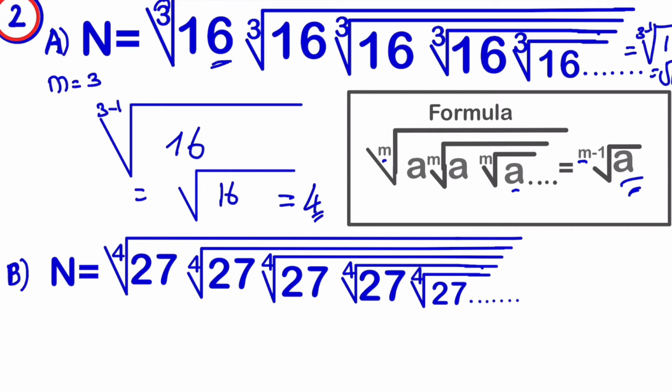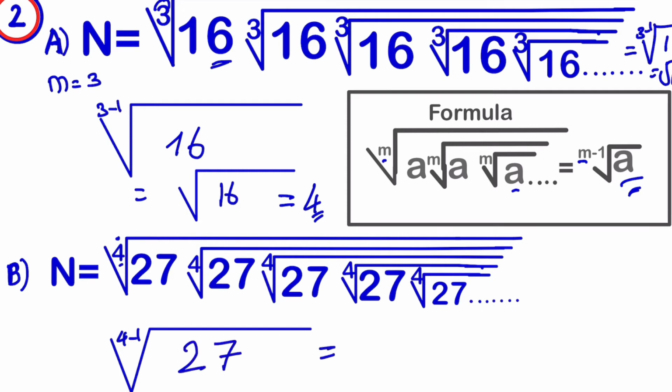If we move to the next question, we need to identify m again. So m in this question represents 4, right? So we need to do the same. So we are going to have m minus 1. M is 4, so 4 minus 1. And a is 27.